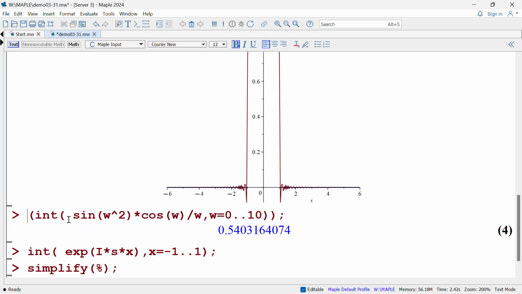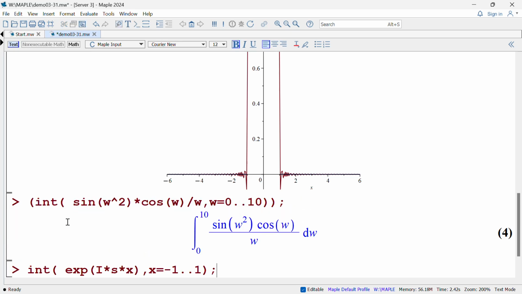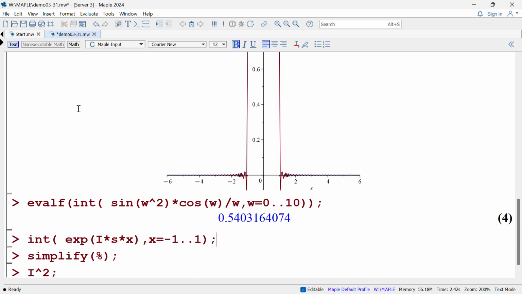Let me get rid of that. Can it calculate that? It can't calculate that. It can't find an antiderivative for that. So in the other thing, it knew that thing was pi over 2, and it wrote pi over 2. But if you give it an integral it can't do it. But you can ask it to evaluate it as a floating point number. So I used to think you had to put a capital I there, but apparently you don't.